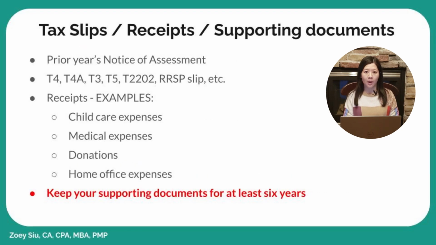I always start by reviewing my notice of assessment from the prior year to see if I have any carry forward amount, for example, RRSP contribution limit and just the tuition amount. In addition to T3, T4, T5, you may also have receipt for medical expenses, donations, home office expenses, etc. It is very important to keep all of your supporting documents for at least 6 years.